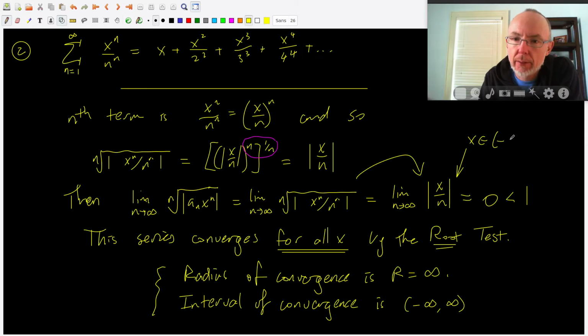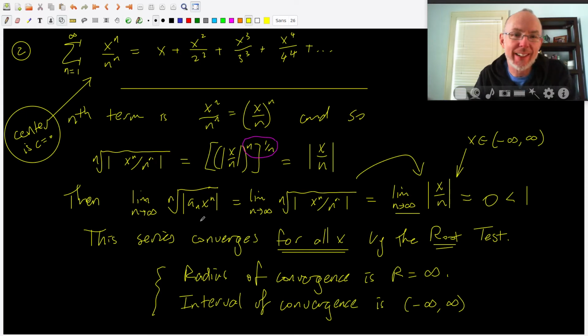As long as x is a real number between minus infinity and infinity, the limit as n goes to infinity is going to make this denominator bigger and bigger, and so this limit is going to be 0. That means by the root test, we've got a convergent power series here. Again, the radius of convergence is infinity, and the interval of convergence is all the real numbers, minus infinity to infinity. I didn't mention it, but the center of this series, while not so relevant here, is again c equals 0.